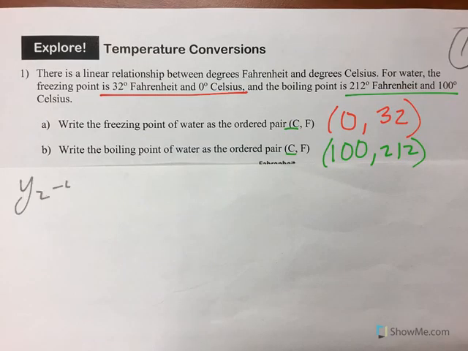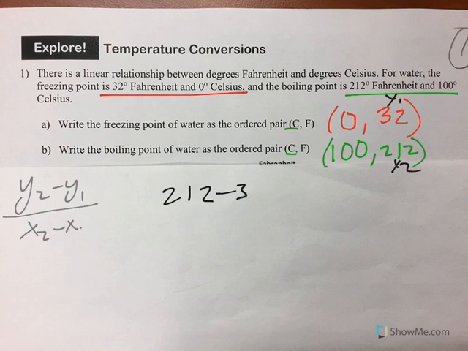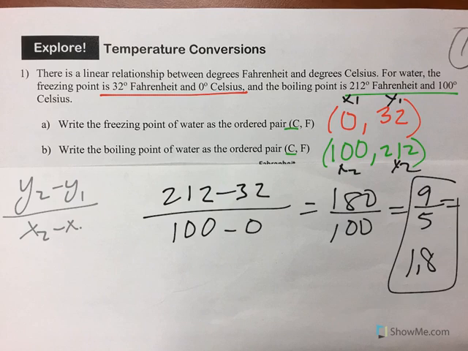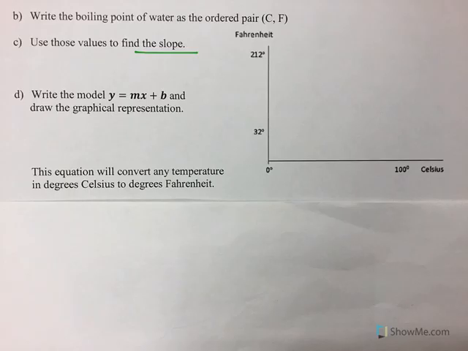So remember that slope is the change in y over the change in x. So I take y2 minus y1, over x2 minus x1. And I get 180 over 100, which reduces to 9/5. If you hate fractions, it does terminate, so you could write that as 1.8. So our slope is 9/5 or 1.8.